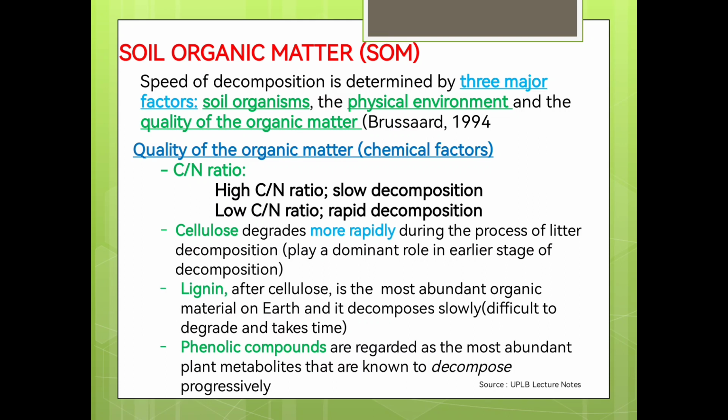Cellulose, which is one of the major components of plants, degrades more rapidly during the process of decomposition and plays a dominant role in the earlier stage of decomposition. Lignin, on the other hand, after cellulose, is the most abundant organic material on Earth, and it decomposes slowly, meaning it is difficult to degrade, and it will take time to decompose. The phenolic compounds are regarded as the most abundant plant metabolites that are known to decompose progressively.